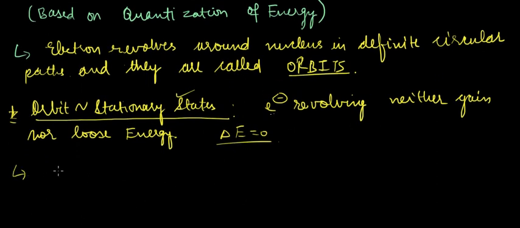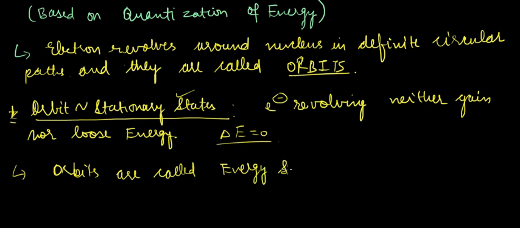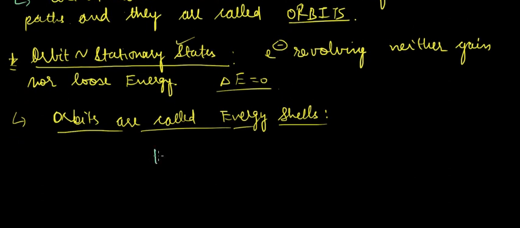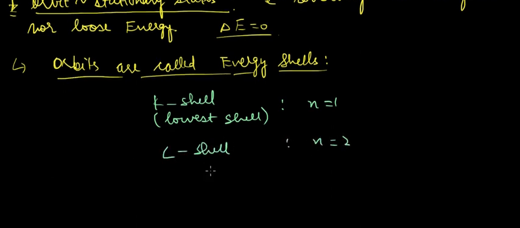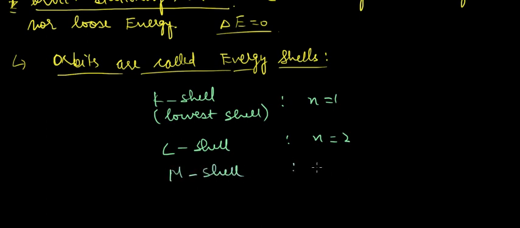Now these orbits are called energy shells, where the lowest shell is the K shell, n equals 1, L shell where n equals 2, M shell n equals 3, and N shell n equals 4.